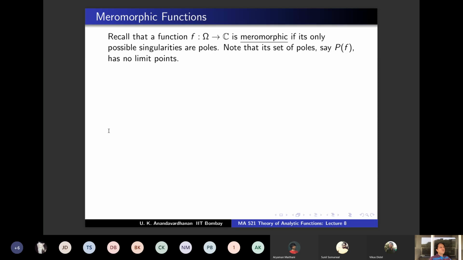The zero set has no limit points. We had to give a proof, which was not so obvious. We had to use connectedness, and then show that the set of limit points is both open and closed, and then somehow show that it's non-empty if the function is not the constant function 0. But here it's obvious: the set of poles has no limit points. Why is this? Because these are isolated, right?